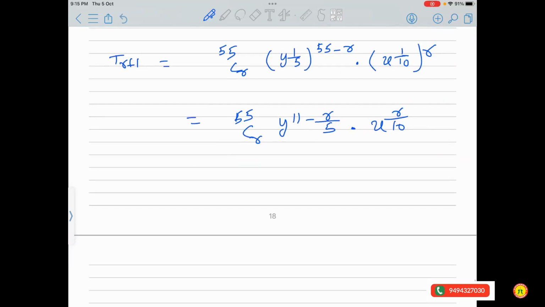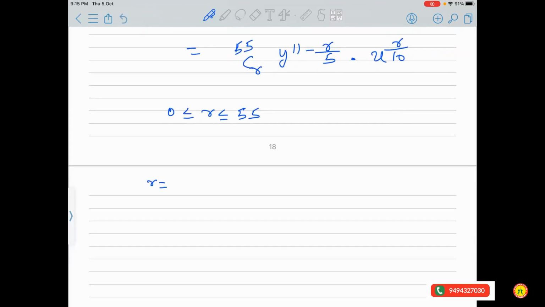So the (r+1)th term will be free from radical when r/5 and r/10 must be integers, right? And r must be a multiple of 5 and 10. So r belongs to 0 to 55. It means r is equal to 0, 10, 20, 30, 40, 50, right?